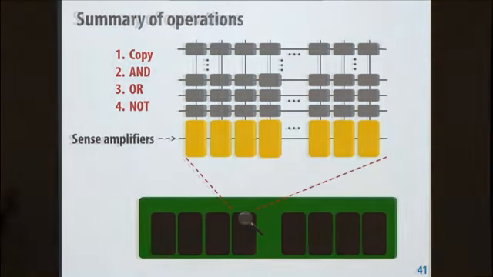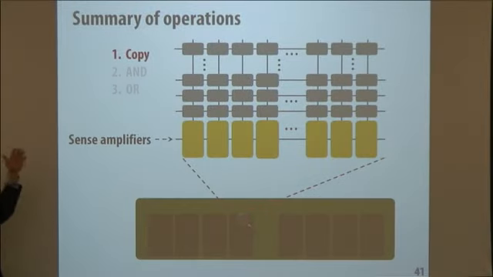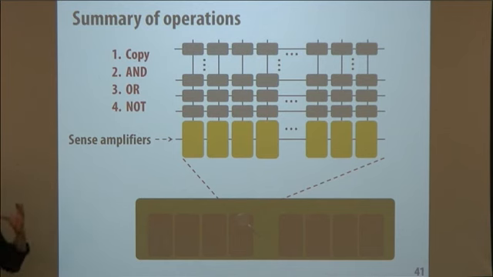So really, what we have is this 2D array of DRAM cells, and we can actually perform copy operations between rows. We can do bitwise AND and bitwise OR, and we can do NOT. Right? So if you put all these operations together, we essentially have a scheme where we can do any bitwise logical operation at a row granularity within the DRAM chips.